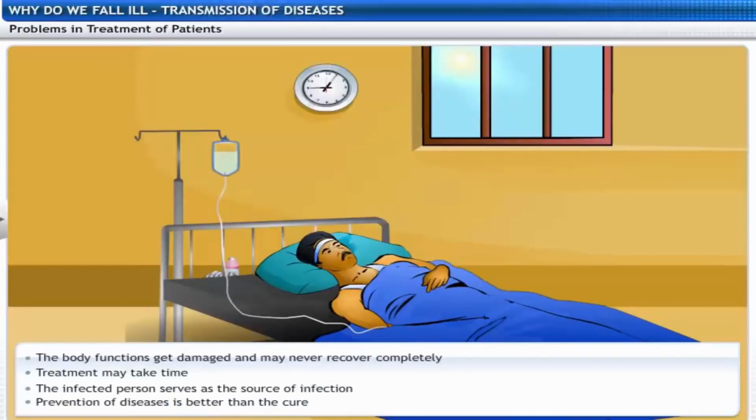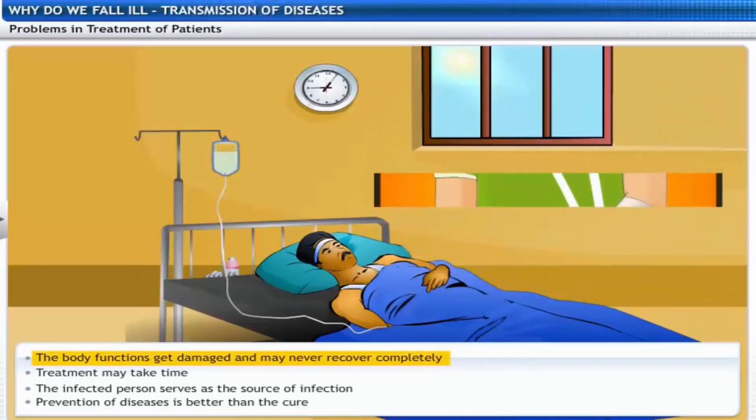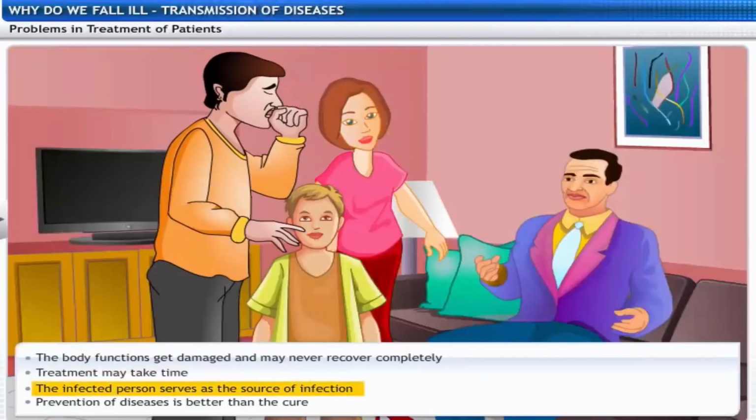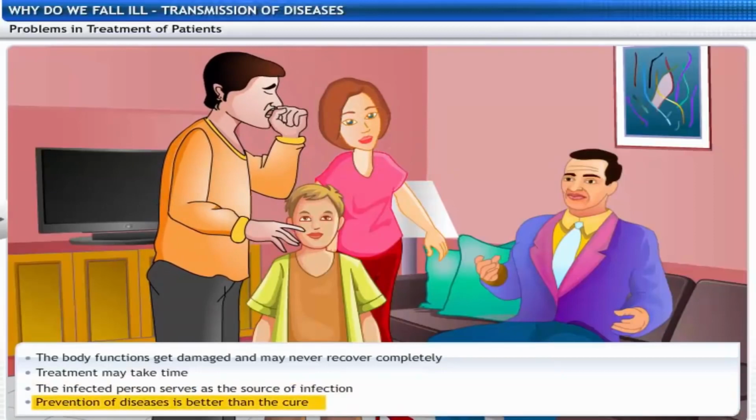There are some problems faced in the treatment of infectious diseases. The first is that once someone has a disease, their body functions are damaged and may never recover completely. Secondly, the treatment may take time to take effect. Finally, the infected person serves as the source from which the infection may spread to other people. This is why prevention of diseases is better than the cure.